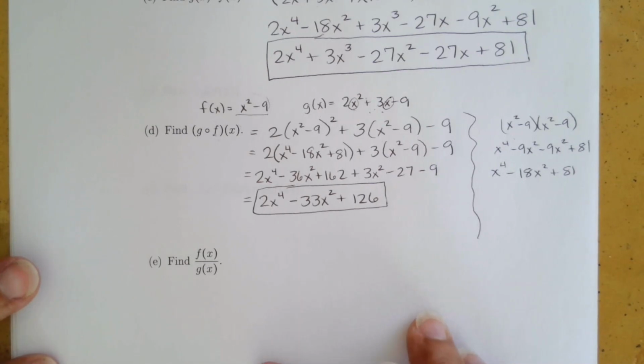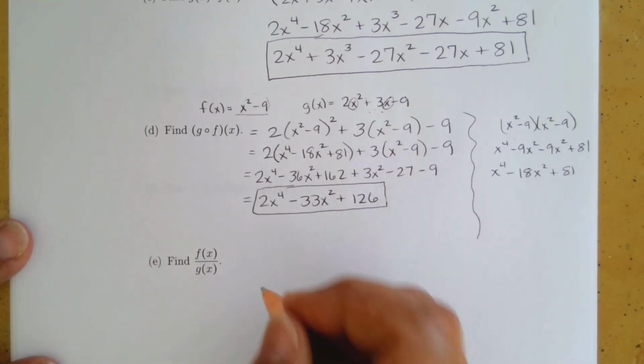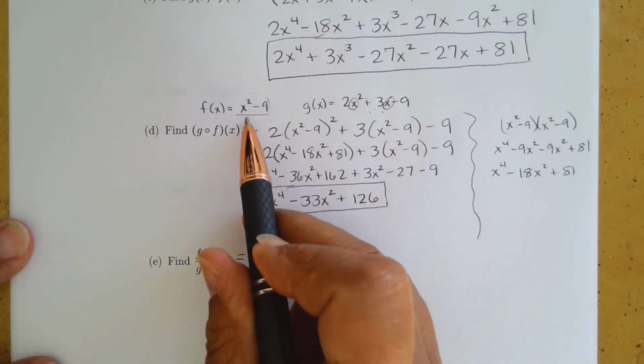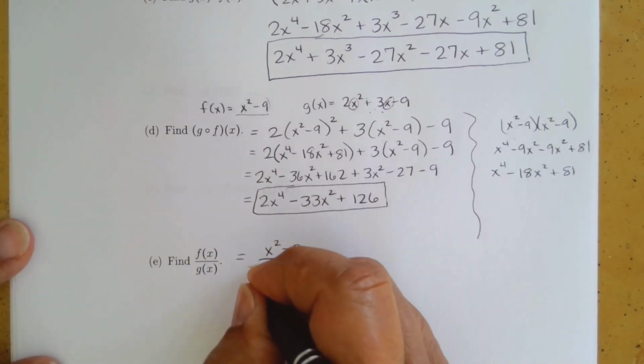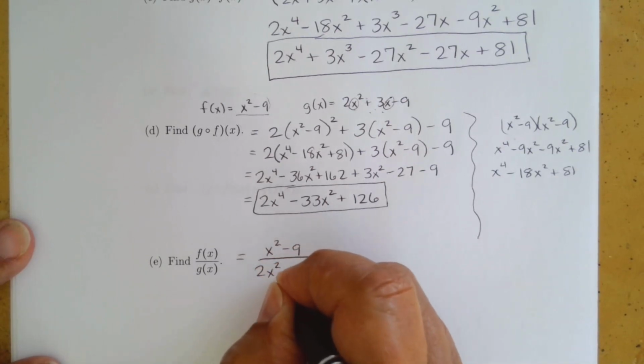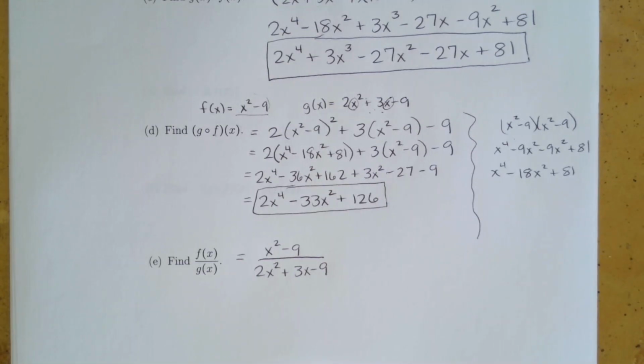All right. And lastly, we have division. F of x divided by g of x. So f of x is x squared minus 9. G of x is 2x squared plus 3x minus 9. Okay. And so we do need to see if we can factor. I know I can factor the top, but I'm not so sure I can factor the bottom. So we just need to see if we can.